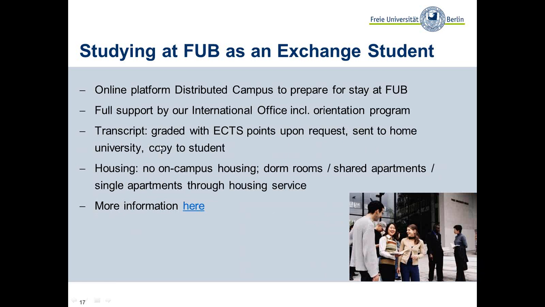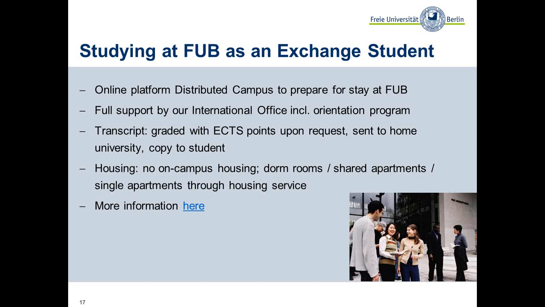So here again, information about the distributed campus that is very, very helpful in preparing the student. Of course, in addition to the online system, there is the support by the international office. There is an orientation program where there will be a lot of information for them just before the semester starts.